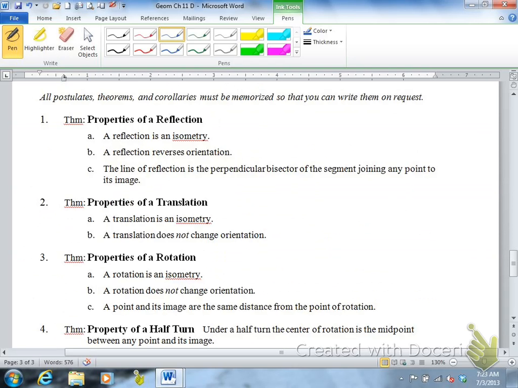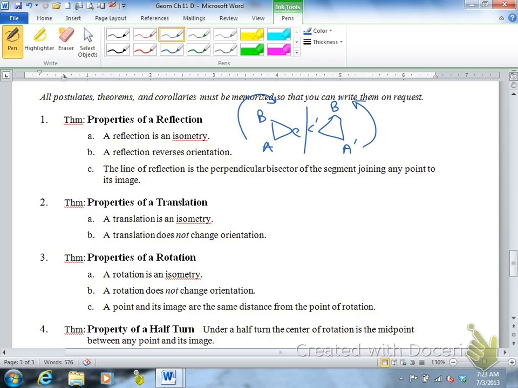As for theorems, properties of reflection, translation, and rotation. A reflection is an isometry. The image is mapped onto a congruent image. A reflection reverses orientation. So that should make sense. If you have a shape like this and you're reflecting it, that should be isometric, the same shape and size. If you had ABC here, this is clockwise ABC. If you reflect over the line, A prime, B prime, C prime, then the letters go the opposite direction.